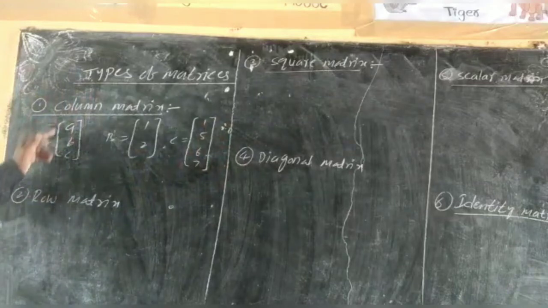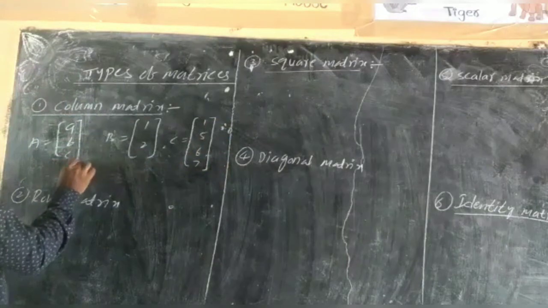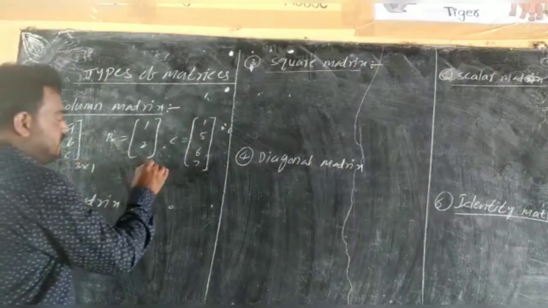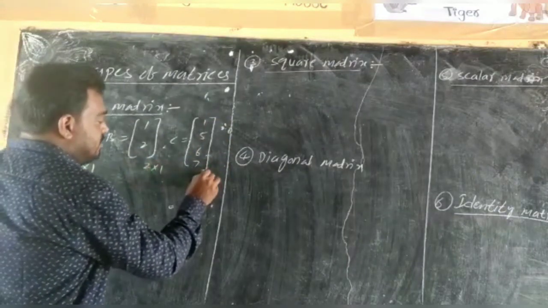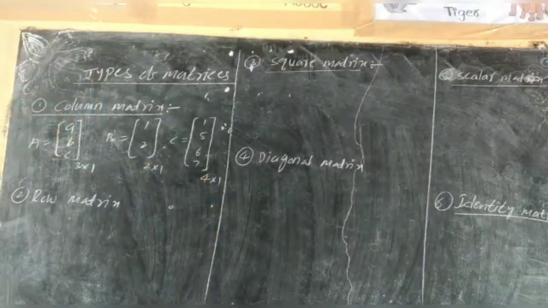Here, what is the order of this matrix? How many rows do we have? 3 rows: first row, second row, third row. 3 rows, 1 column. Here, 2 rows, 1 column. Here, 4 rows, 1 column. This is called a column matrix.